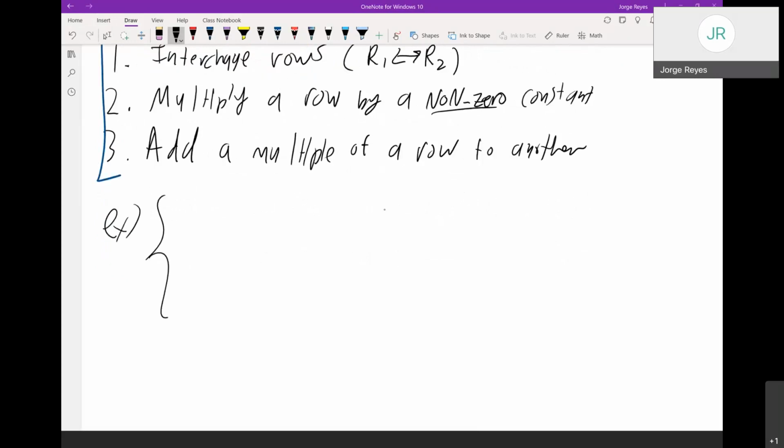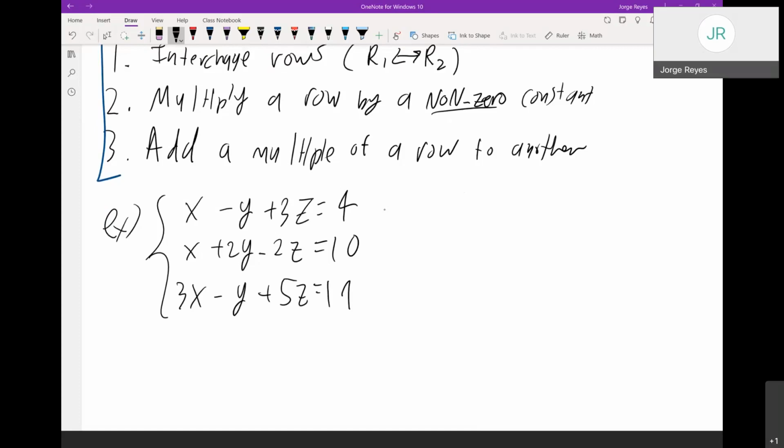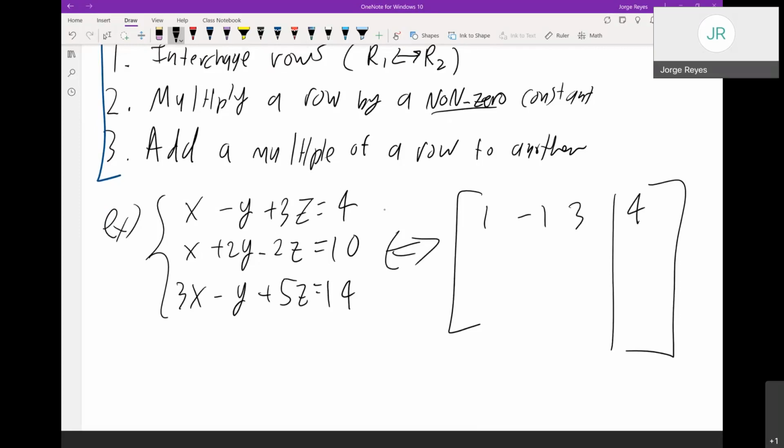So here I have a 3 by 3 system, with 3x minus y plus 5z is 14. Step number 1 is translate it into a matrix. So 1, -1, 3, 4. 1, 2, -2, 10. 3, -1, 5, 14.